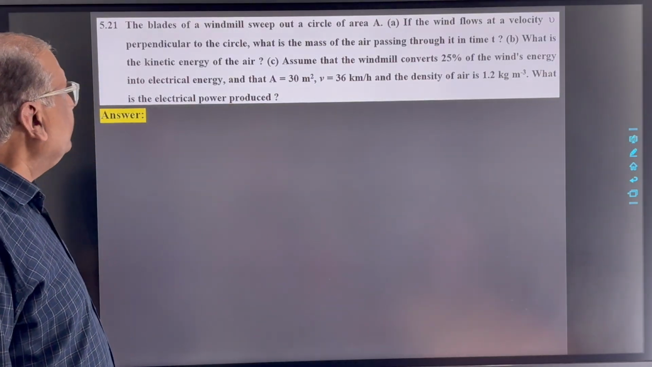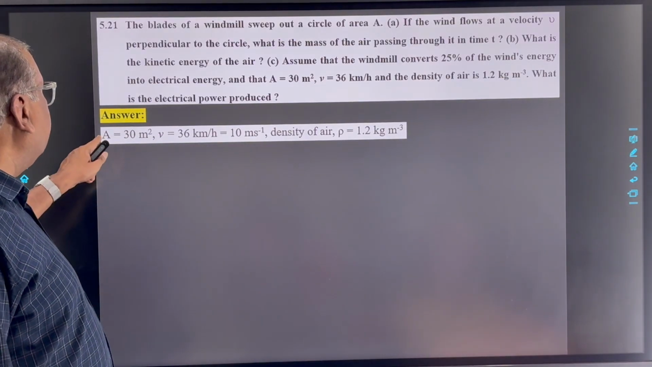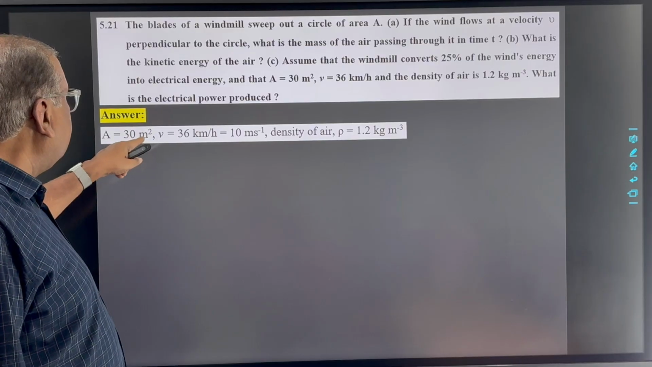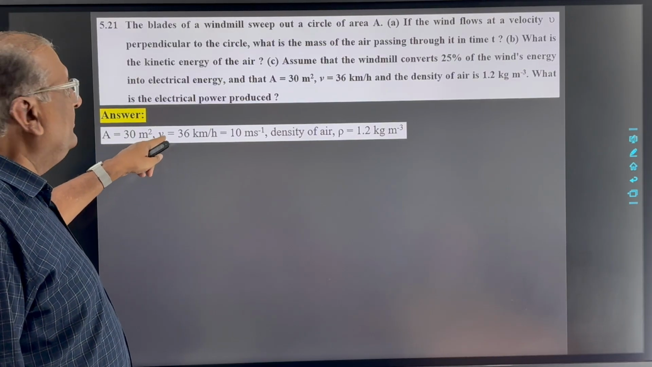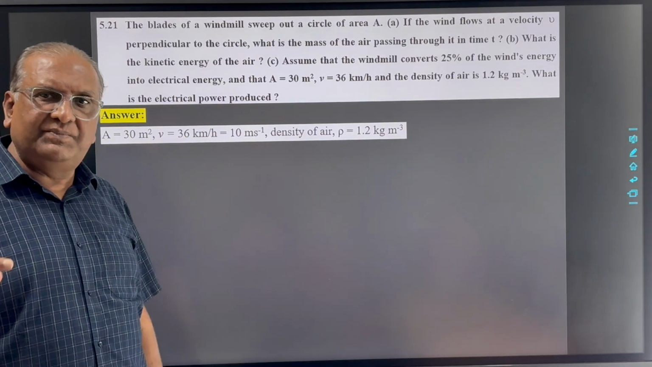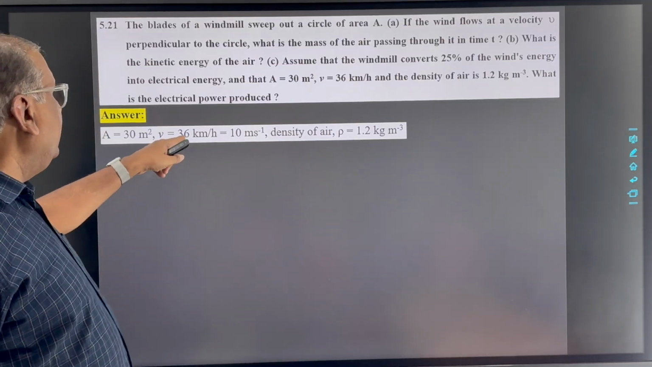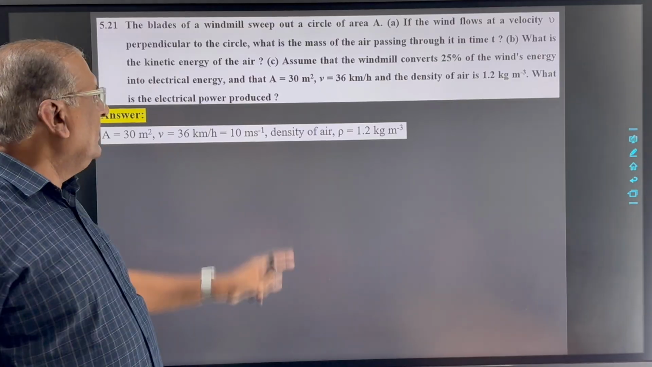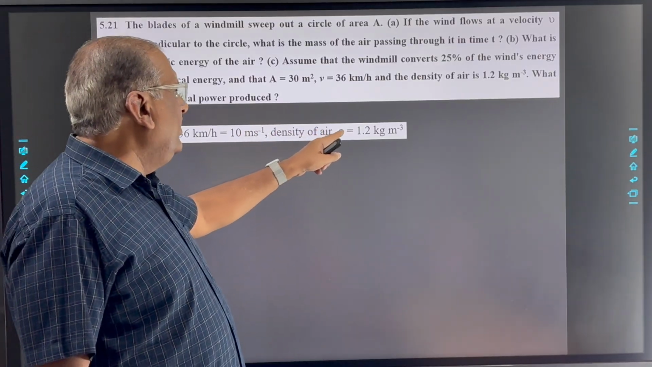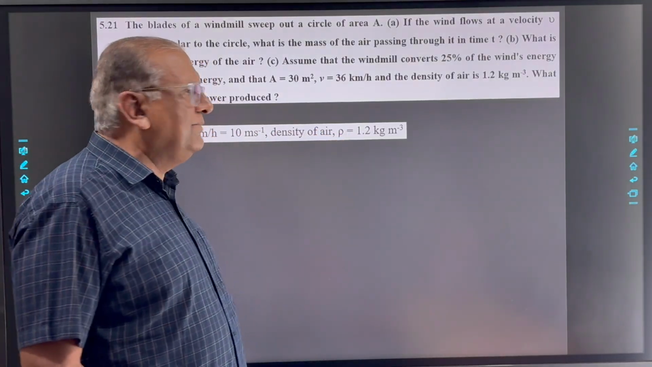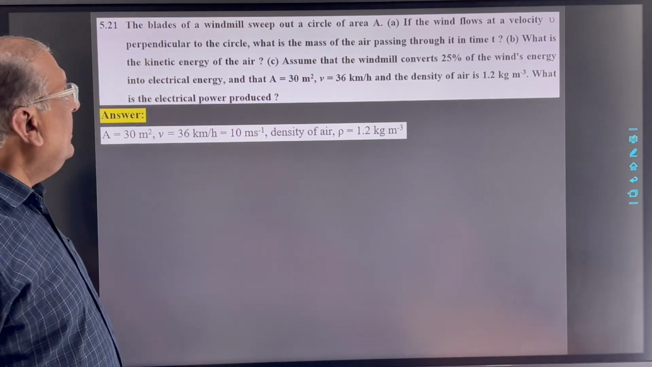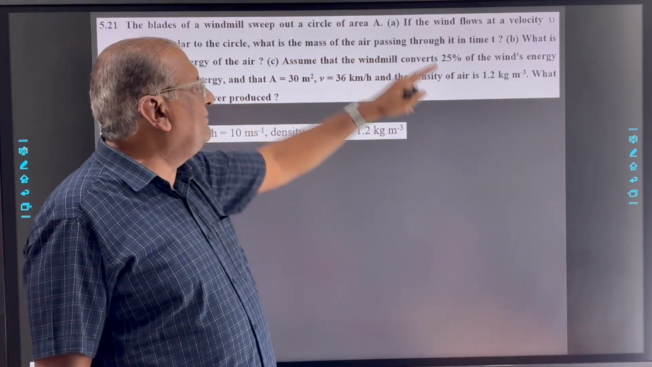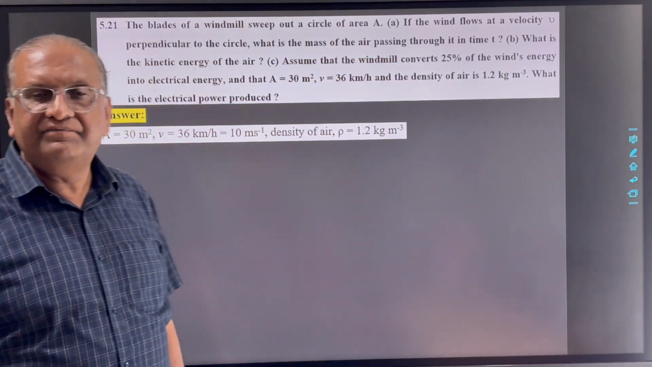So here the information given to you, that is area of the circle, that is 30 meter square, speed of the wind, that is 36 kilometer per hour. So multiply it by 5 by 18, so you will get 10 meter per second. Density of air, that is rho, equal to 1.2 kilogram per meter cube. Now in the first question we have to calculate the mass of the air passing through it in time t.